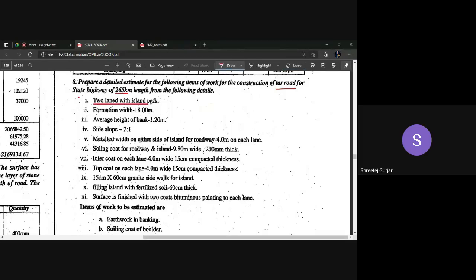It is a two-lane road with an island park. That is, in between you have a median. So this is your first lane, then you have an island or a gap in between, and then this is your second lane. What is the formation width? 18 meters. Formation width is 18 meters. This is your 18 meters formation width, or a top width.